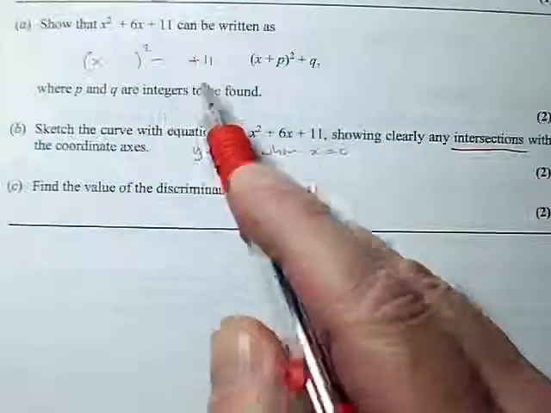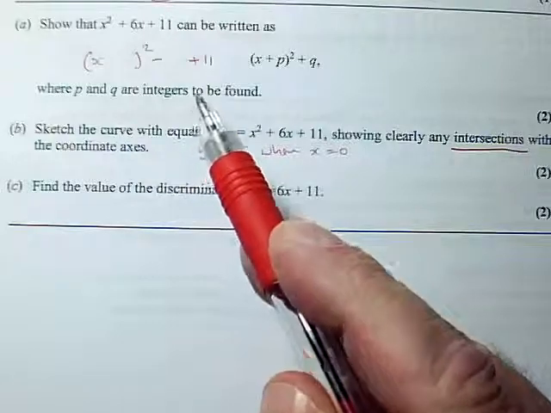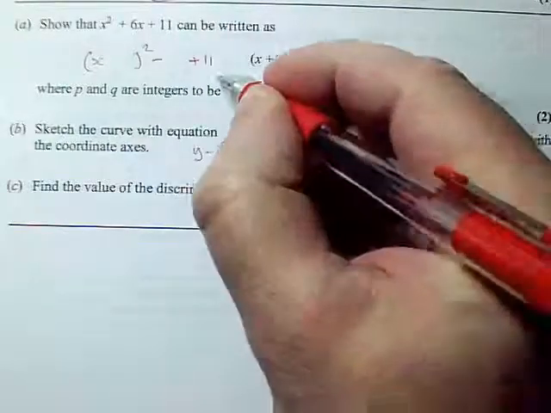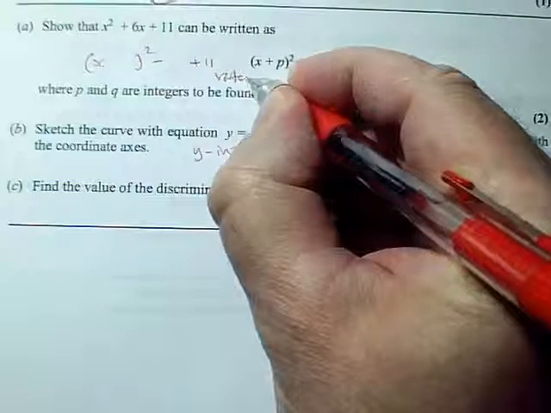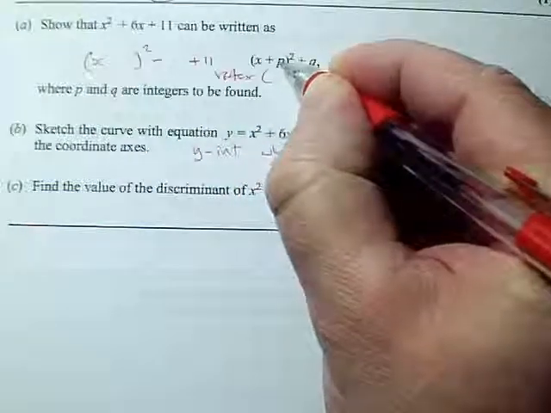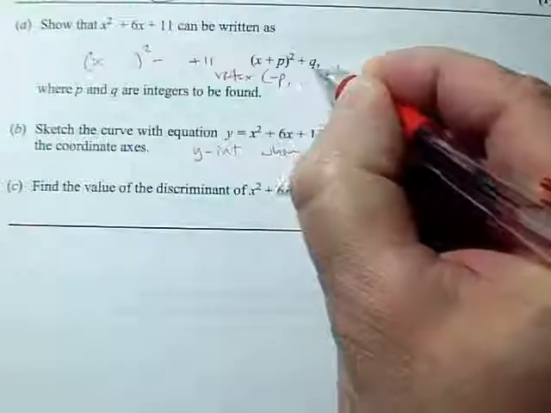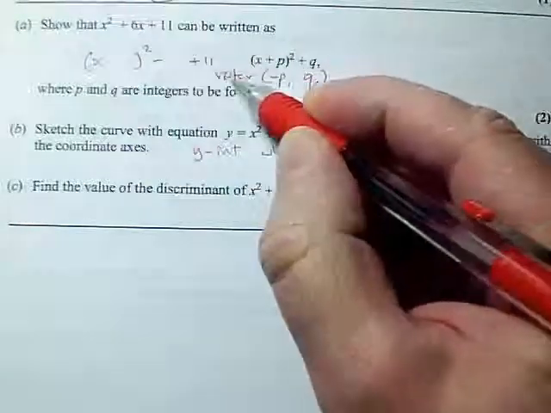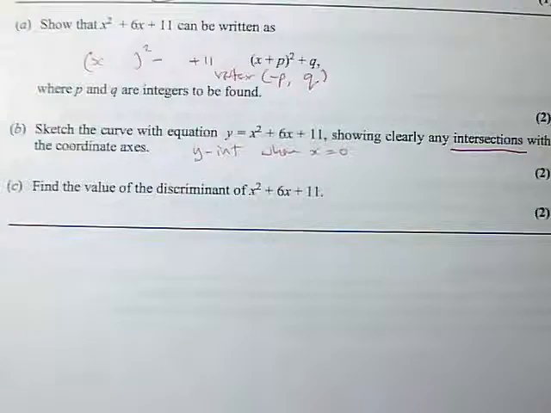Okay, they've made you complete the square, so the next thing, even though they don't ask for the vertex, you need to think that the vertex is given by the values of whatever that p is, make it negative, and whatever that q is, just copy it. So the vertex is at (minus p, q).